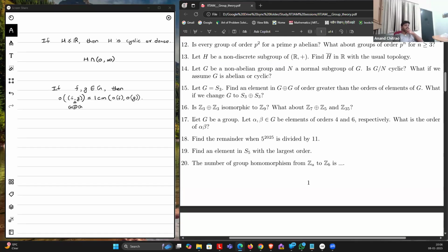Next, let G be a group. Let alpha and beta in G be elements of orders 4 and 6. What is the order of alpha beta? Can you say it's 12? We can't say. Why not? Can you cook up some elements alpha and beta which have finite orders, but alpha times beta has infinite order?